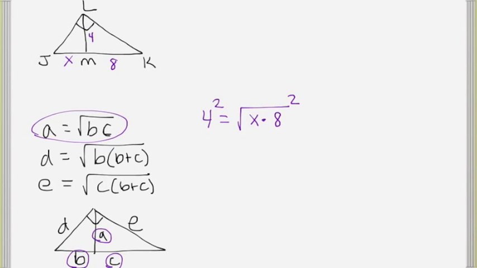4 squared is 16. And when you square a square root, they cancel each other out because they are opposites, just like adding and subtracting or multiplying and dividing. They undo each other, and it gets rid of that cage, and it sets that x free.